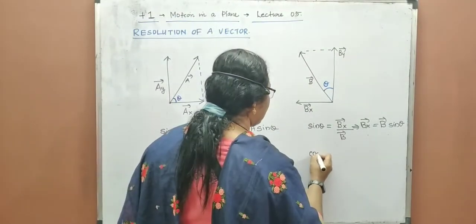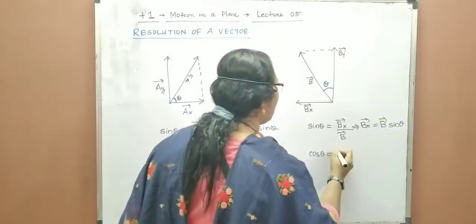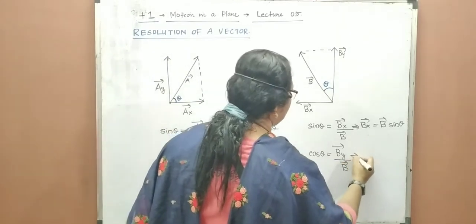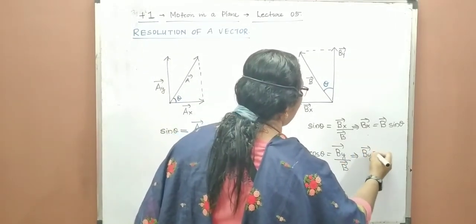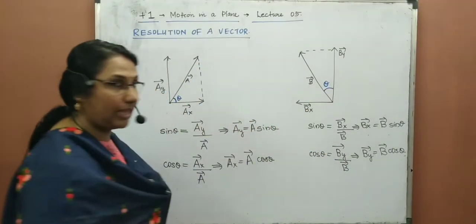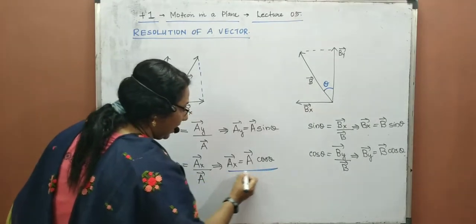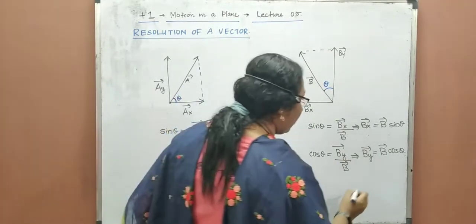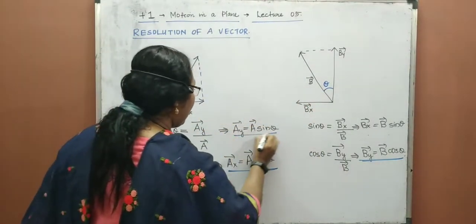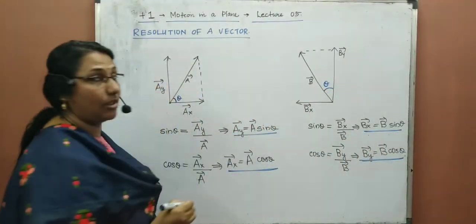Similarly, taking cos theta. Cos theta is equal to adjacent side. Which is the adjacent side of the triangle now? By, by B. That is, By, the y component of the vector, becomes the cos component of the main vector. Okay, here we got the x component as A cos theta, whereas here we got the y component as B cos theta. Here we got the y component as sine theta, whereas here we got the x component as the sine component of the main vector.